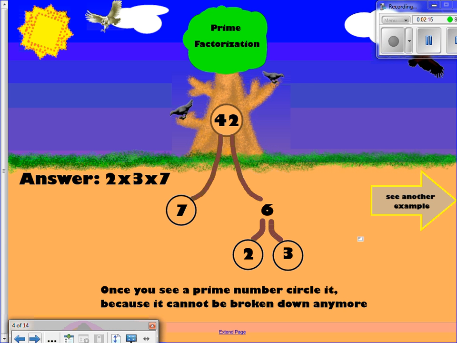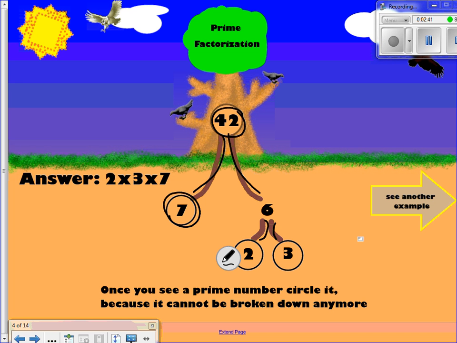This is what prime factorization is. It's called prime factorization trees. So take a look. We start with the number 42. And then we're going to make some roots. I like doing this. It kind of looks like tree roots. 7 times 6 equals 42. Once you get a prime number, 7 is a prime number because only 1 times 7 equals 7, you circle it. Do you see how 6 isn't circled?